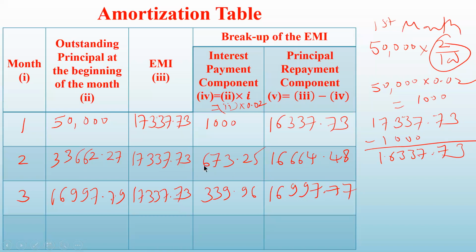So this is what the amortization table is. You can see here that the outstanding principal is reducing month by month from 50,000 to 33,662 and 16,997 and so on. After each payment, so that is why this method is called the reducing balance method.